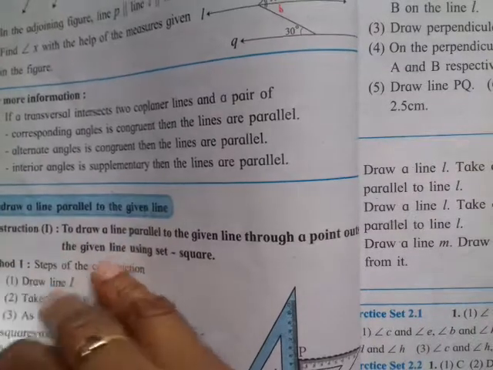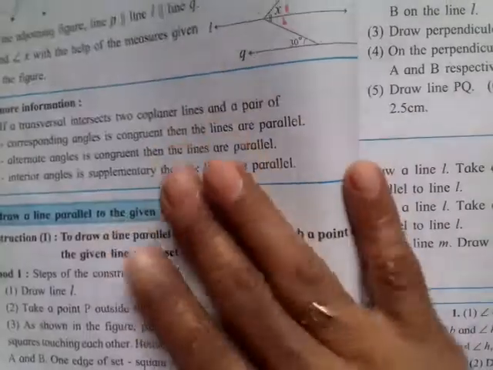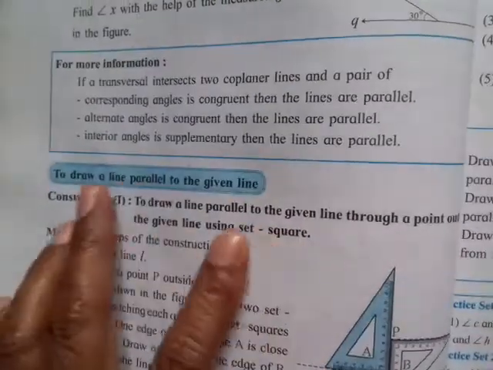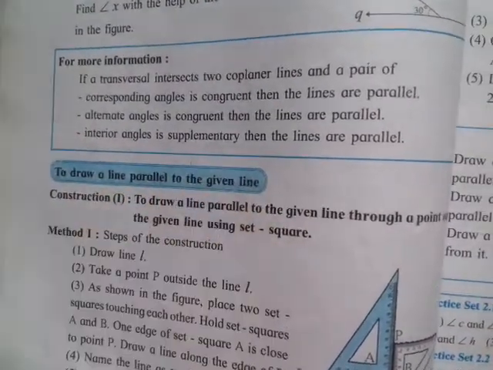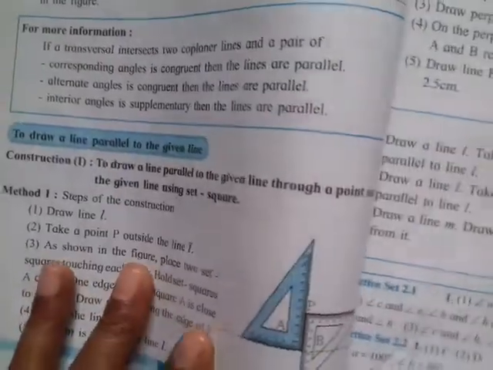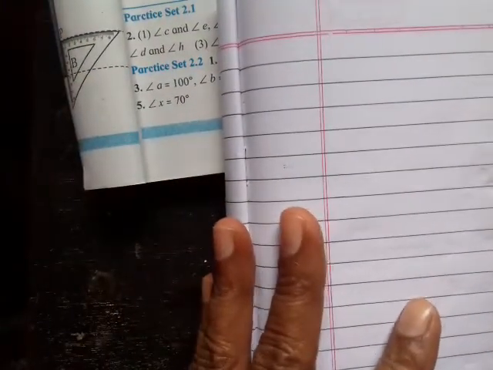Our topic is parallel lines. In that subtopic, our task is to draw a line parallel to the given line. There are two methods: you can draw by using a set square, and by a compass. First I will tell how to draw by a set square.